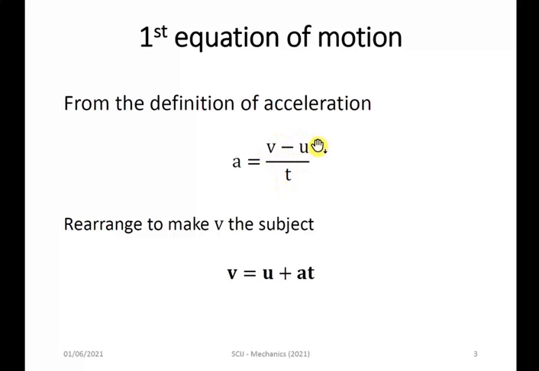to take place. You just have to rearrange this equation so that you make the final velocity the subject and you get the first equation of motion. That's the final velocity being equal to the initial velocity plus the acceleration multiplied by the time taken: v = u + at. That's all about the first equation of motion.